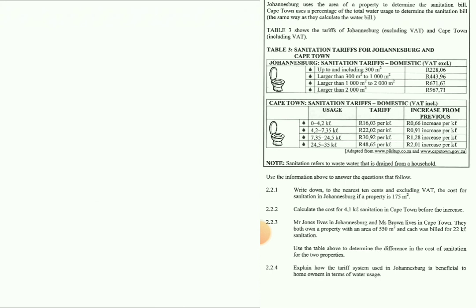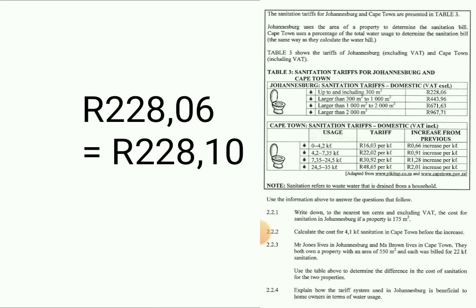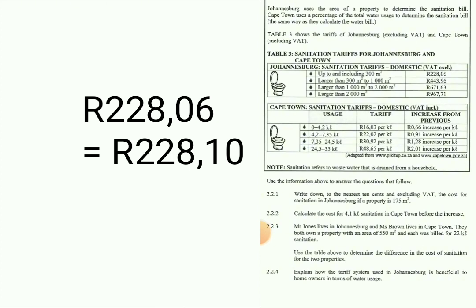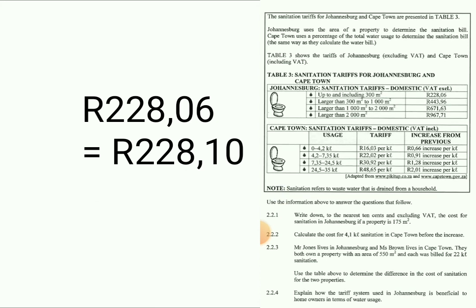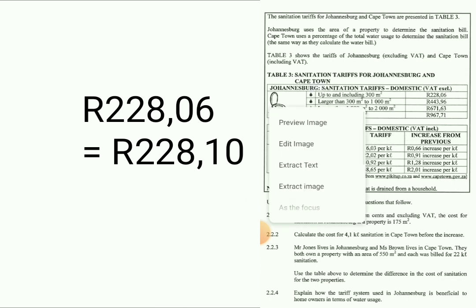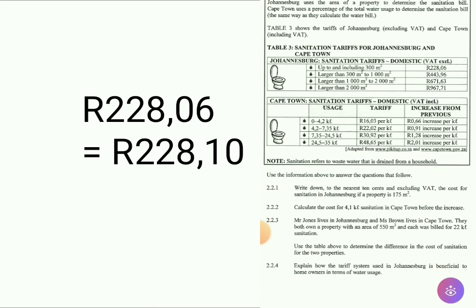Okay, let's look at the table, guys, so that we can answer here. Up to and including 300 m² is 228.06. Larger than 300 m², okay, we are going to stick to up to and including 300 m² because our 175 m² is not larger than 300. It's not larger, guys. It's actually less. So we're going to use the first one, which is up to and including 300 m². So it's 228.06. So we just have to round it off to the nearest cents.